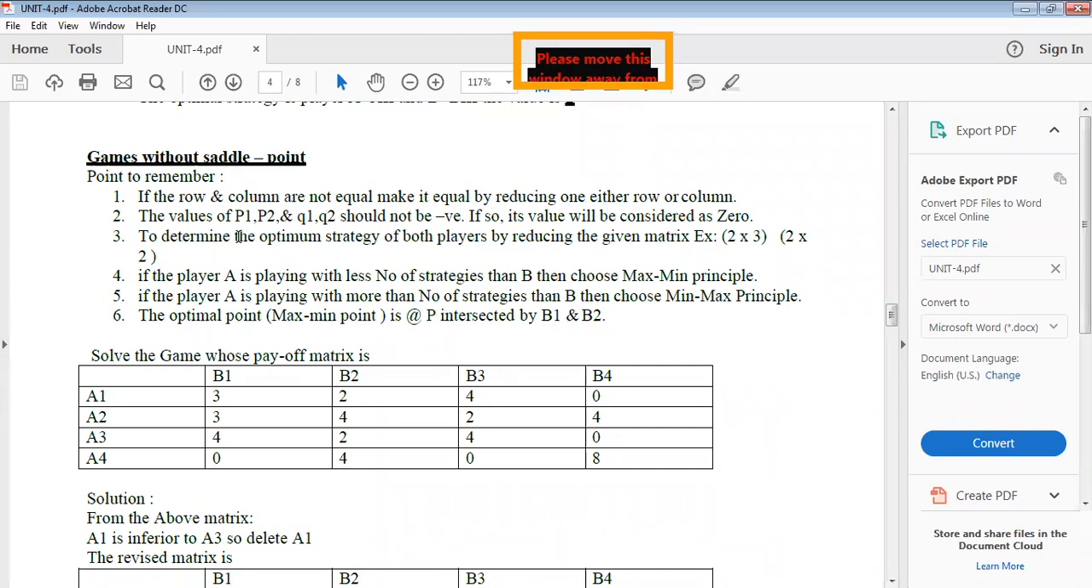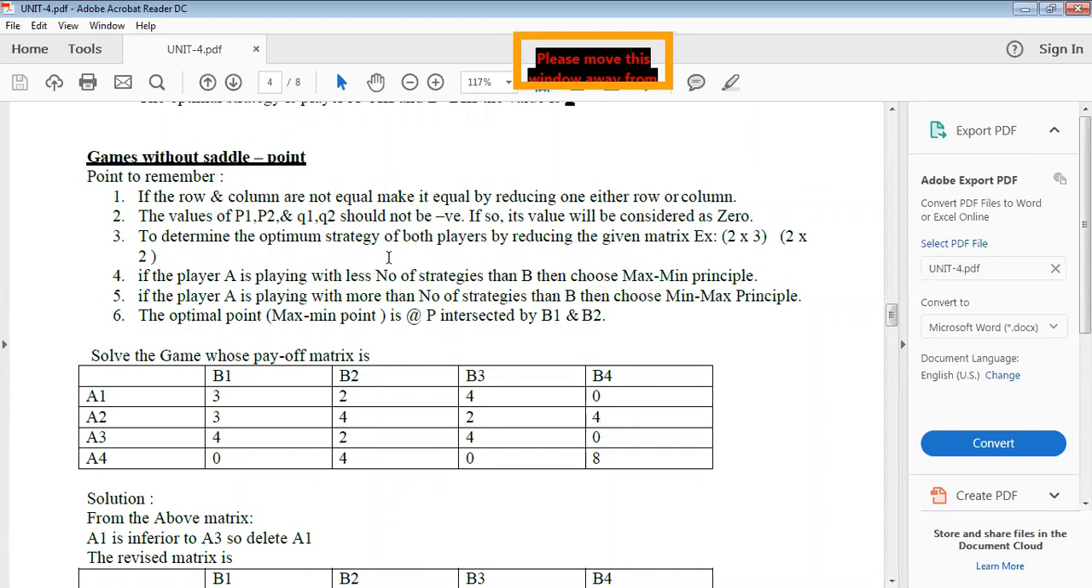The values of P1, P2, Q1, Q2 should not be negative. P1 means 1 minus P2, Q1 means 1 minus Q2. Like that, you have to find out P1, P2, Q1, Q2. So they should not be negative. If so, the values will be considered as 0. So always P1, P2, Q1, Q2 must be positive. There should not be negative values.